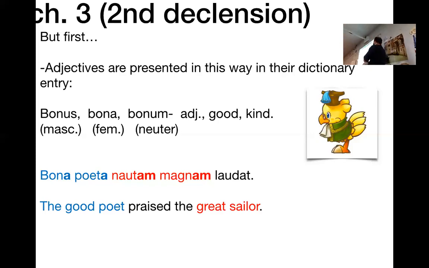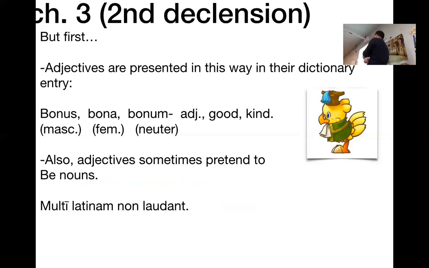Okay, so the good poet praises the great sailor. Ignore the D. Sorry, it should be praises. It should be present tense. I'm thinking of perfect tense with my older kids.